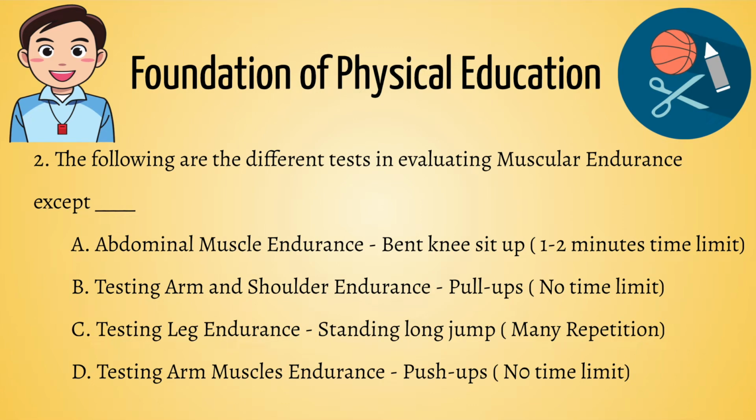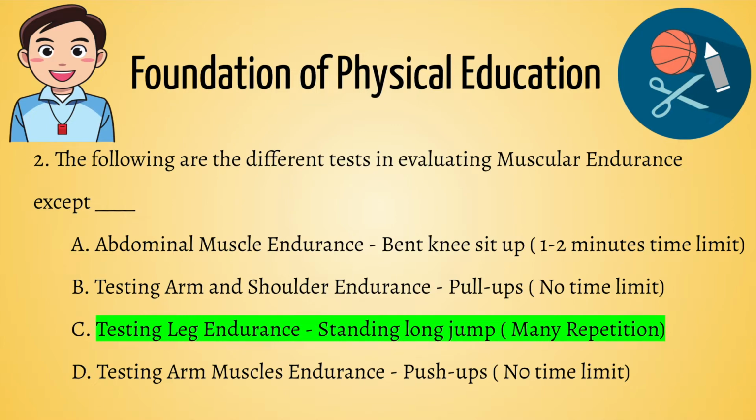The following are the different tests in evaluating muscular endurance except: A. Abdominal muscle endurance, bend knee sit-up, 1 to 2 minutes time limit. B. Testing arm and shoulder endurance, pull-ups, no time limit. C. Testing leg endurance, standing long jump, many repetitions. D. Testing arm muscle endurance, push-ups, no time limit. Answer: C. Testing leg endurance, standing long jump, many repetitions.